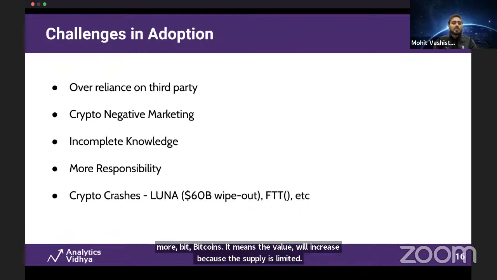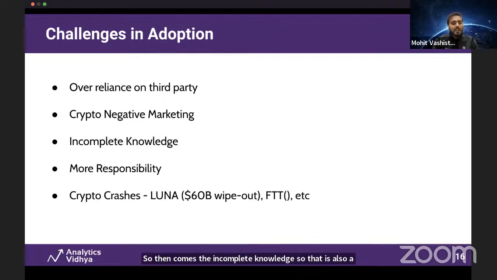Then comes the incomplete knowledge. That is also a reason, because people think they know because they have read about Bitcoin, or they have read about some crypto crashes. They think they know everything about blockchain, but blockchain is much beyond that. Cryptocurrency is nothing in comparison to blockchain as a technology. Cryptocurrency is simply a software use case or application, you can call it.